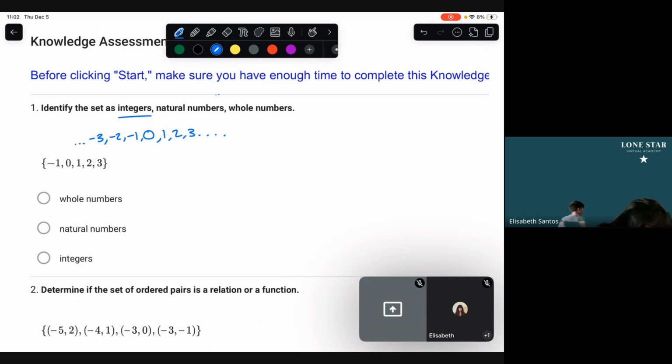Natural numbers, so those are your counting numbers. So like 1, 2, 3, and so forth. Whole numbers are numbers that include 0 and then 1, 2, and 3. So those are like your natural numbers, just including 0. Okay, so here we notice we have 0, 1, 2, 3, 4, and then a negative. So that would fit integers.